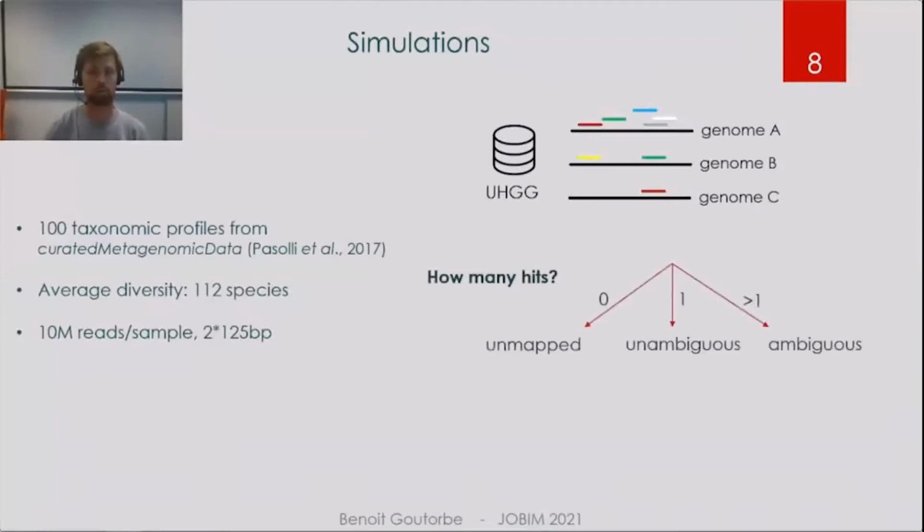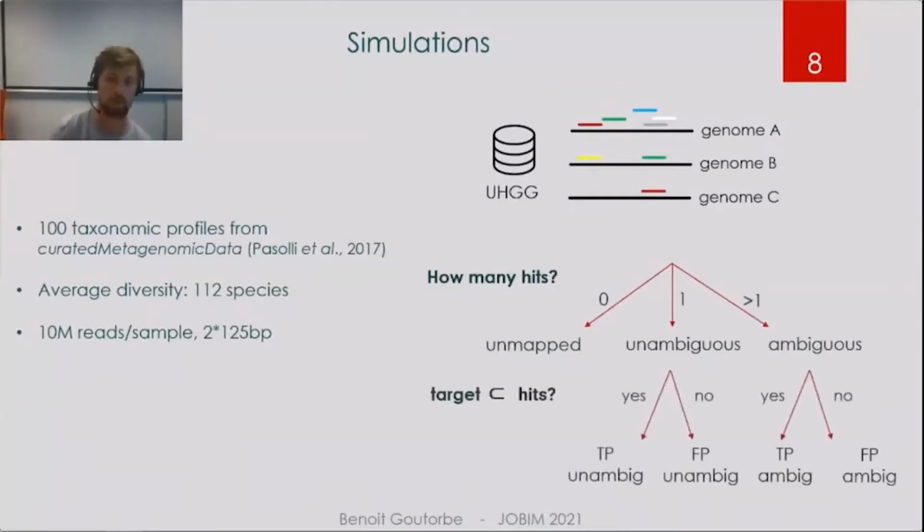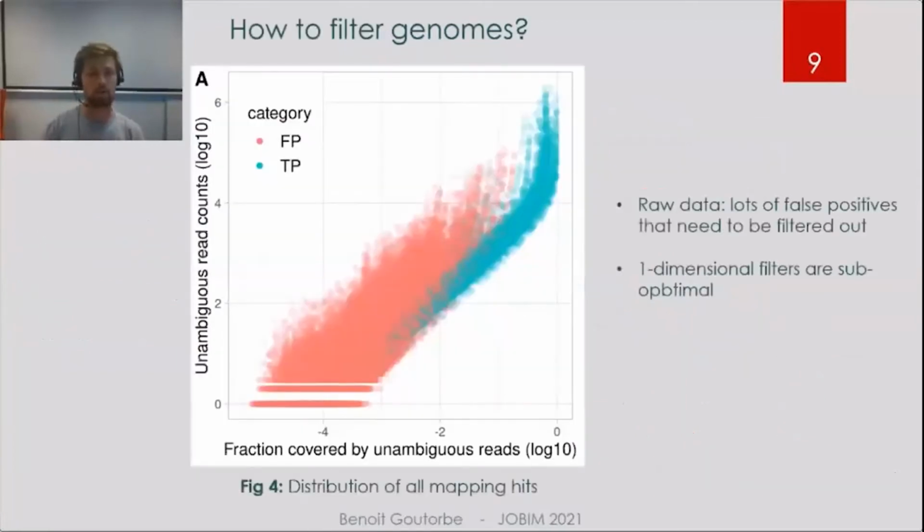To label the reads, we first see how many hits they have. If it's 0, we label them as unmapped. If it's only 1 hit, we label it as unambiguous, and more than 1 hit, ambiguous. And then we look if the target is in the hits, and we can label this as a true positive or false positive. This is all the genomes hit by mapping.